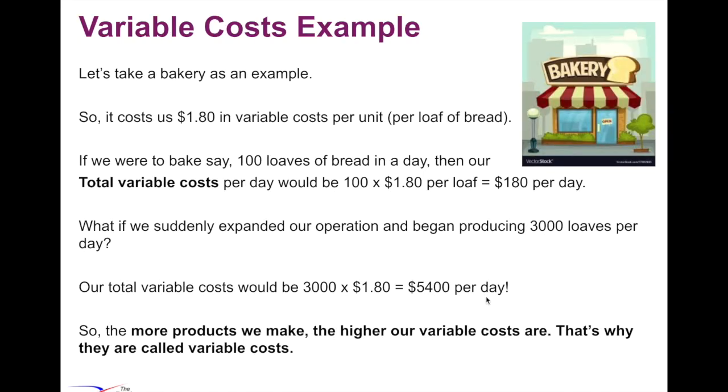Okay. So we know that our variable costs are $1.80 per loaf of bread. Now, if we were to bake, say, 100 loaves of bread a day, then our total variable cost would be 100 loaves times $1.80 per loaf, to equal $180 a day. So if a bakery were to make 100 loaves a day, then it would cost them $180 to do that.